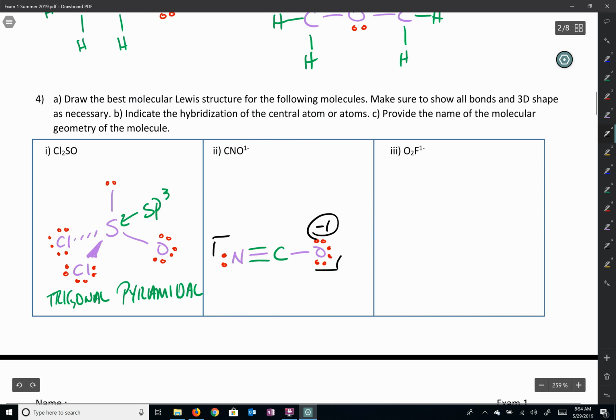Okie dokie. Moving right along. O2F minus. All right. So least electronegative in the middle. Connect everything together. Oh, geez. Sorry. I hate to do this. Let me hop back. I forgot this stuff here. This is sp hybridized, and it's linear. Oh, man, I would have gotten partial credit on the exam.